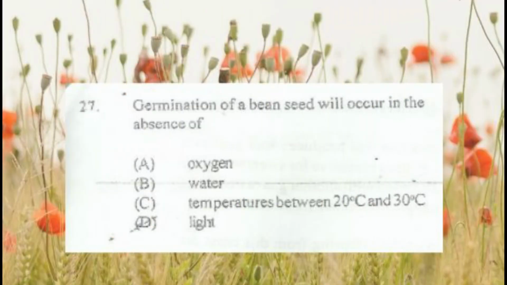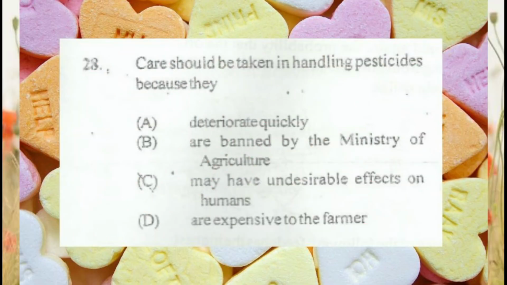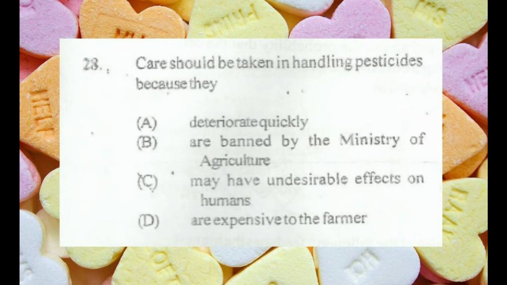Germination of a bean seed will occur in the absence of A. Oxygen, B. Water, C. Temperatures between 20 degrees Celsius and 30 degrees Celsius, D. Light. The answer is D. Light.